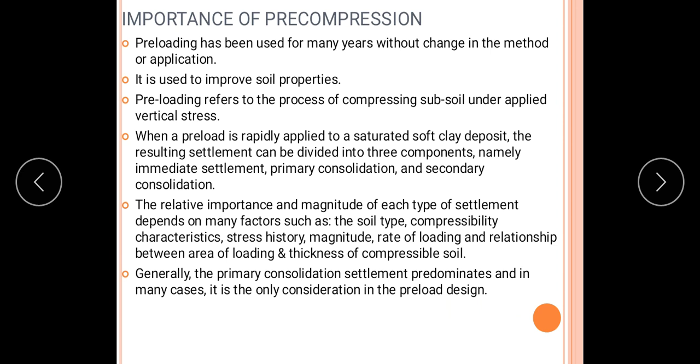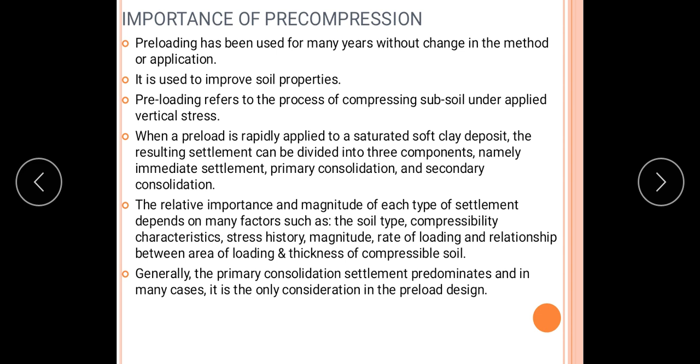What do you mean by pre-compression? Preloading has been used for many years without change in the method of application. It is not a new technique. It is used to improve soil properties, that may be to increase the strength or to decrease the settlement characteristics. Preloading refers to the process of compression of the subsoil under applied vertical stress. By applying vertical stress, we make the soil compress or undergo the consolidation process.